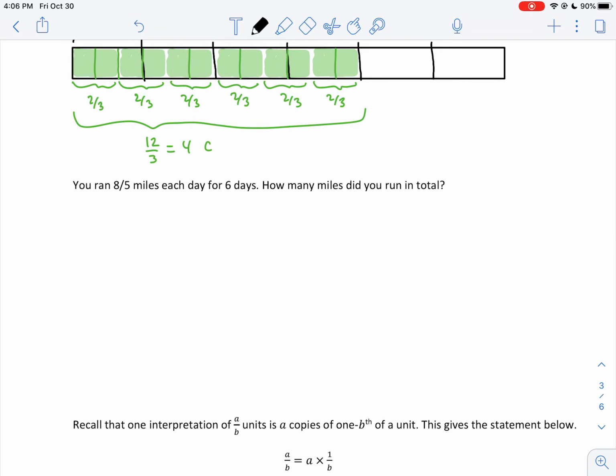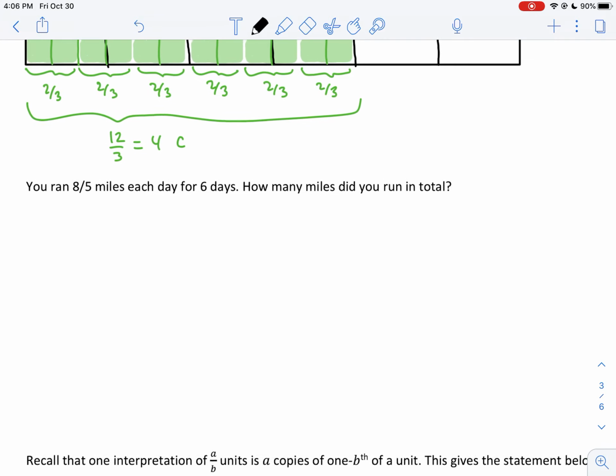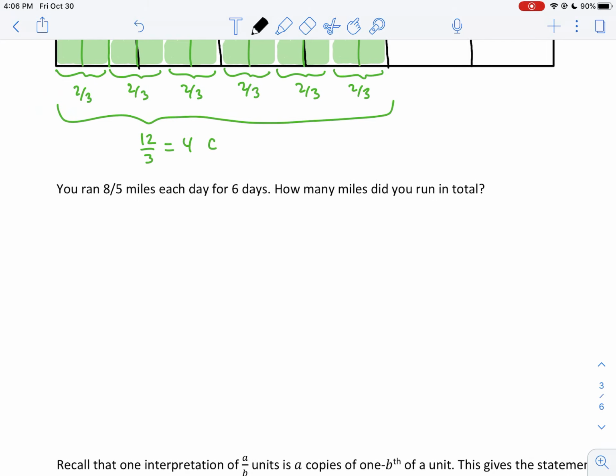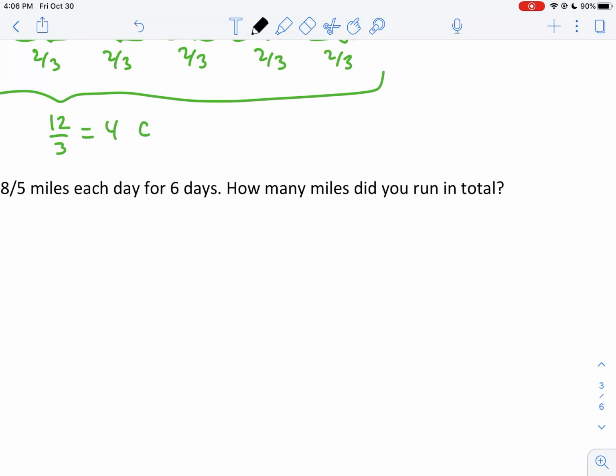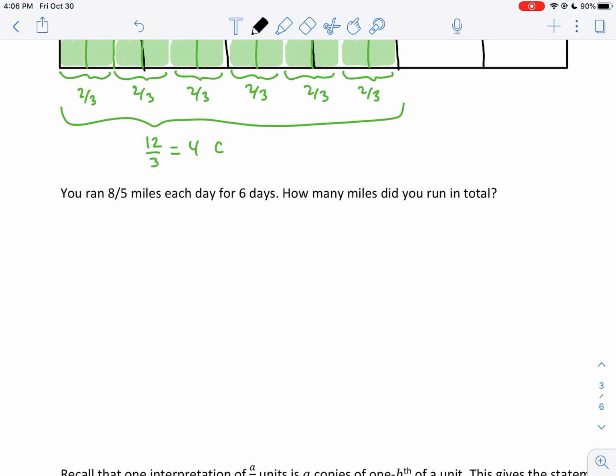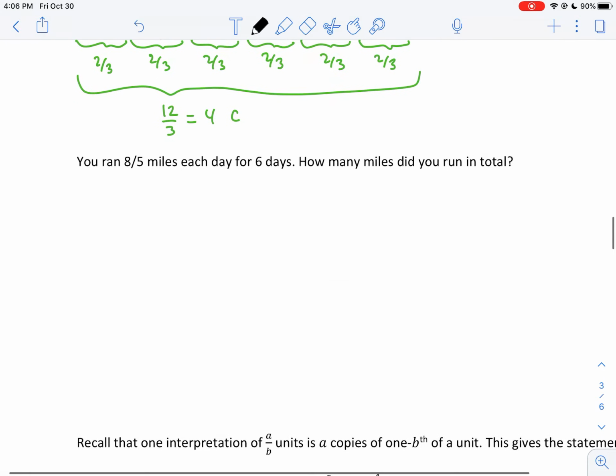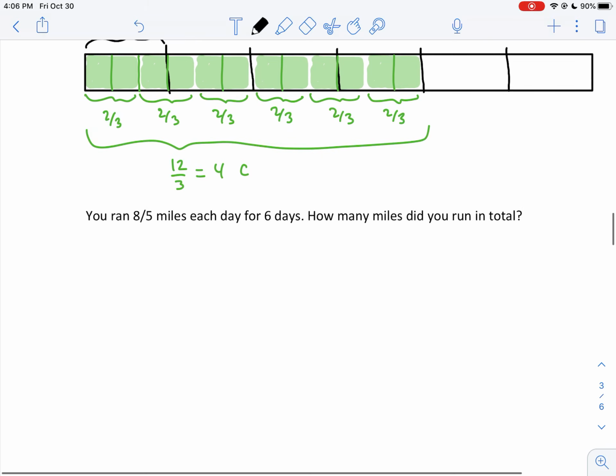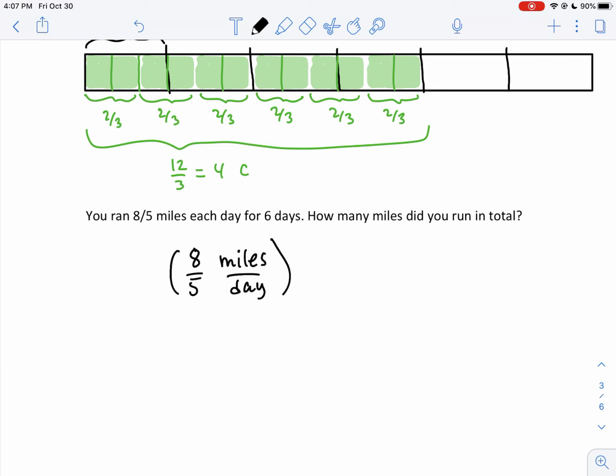The next one: you ran 8/5 miles each day for 6 days. How many miles did you run in total? Okay, so 6 days, and this is miles per day, each day. When you see that unit of miles per day, that tells you the 8/5 is the multiplicand. It's miles per day, the amount you have per copy, and a copy is a day. You're going to multiply this by 6 days.